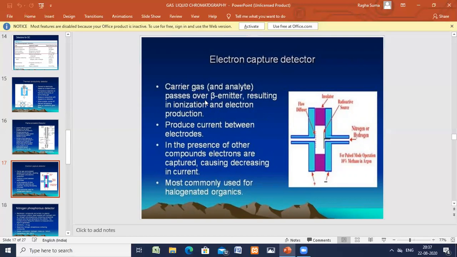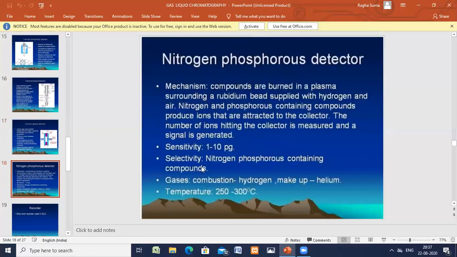The carrier gas passes through the beta emitter, which results in ionization and electron production. It produces a current between the electrodes. In the presence of other compounds, electrons are captured, causing a decrease in current. It is most commonly used for halogenated organics. Okay, so that is the way we can use this electron capture detector.